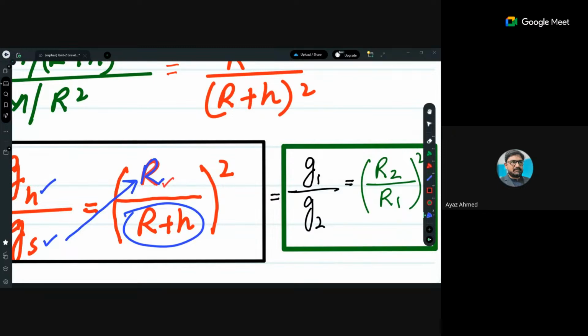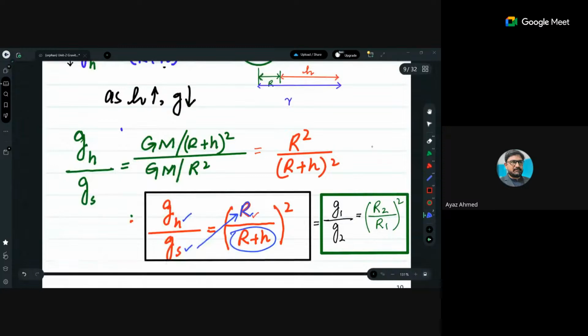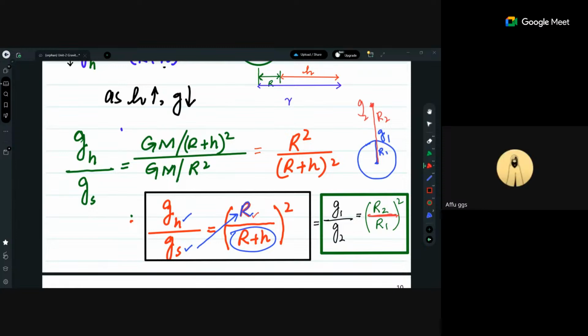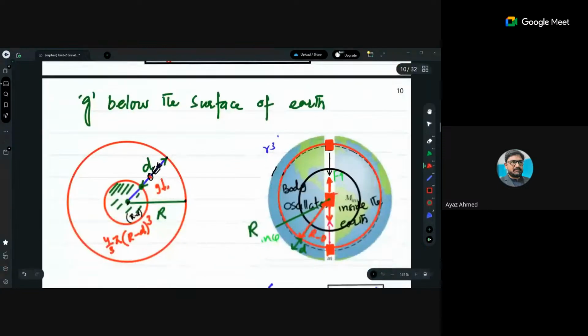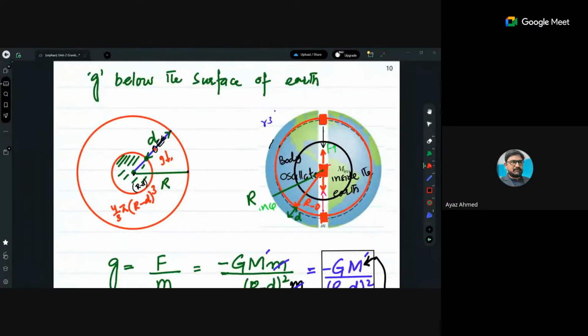r2 will be bigger, I mean the distance above the surface of the earth. For example, this is earth, so this is your r1, and here you will find g1. But if you want to calculate g2 at a distance above, this is your r2, and here the gravitational field strength is g2. So g1 divided by g2 is equal to r2 divided by r1. So that is inversely proportional. g2 will always be less than g1. Okay? Now there was a discussion made for below the surface of the earth.